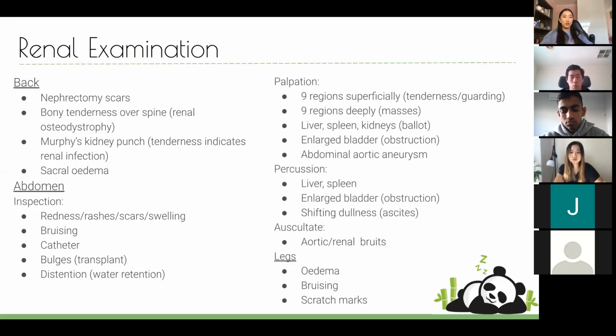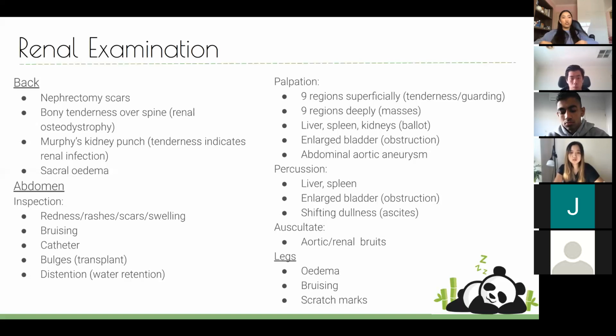In the abdomen, you just do a regular abdo exam, plus or minus a few things. So you do your redness, rashes, scars, or swelling. So you always mention those things. You want to look for bruising. You want to look for a catheter that's been put in suprapubically, because obviously that will indicate renal problems.